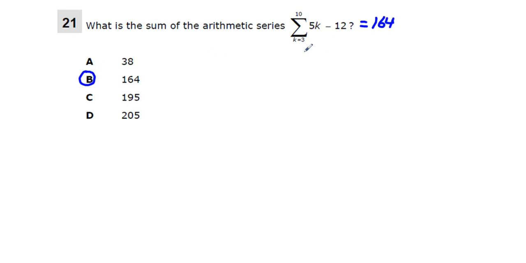What this is showing is, okay, k equals 3 through 10. So what you're going to do is enter 3, so we have 5 times 3 minus 12. And then put in k equals 4, all the way up to 10, and then add all those together. That's what you're going to get. So you have like 7 numbers you add together.